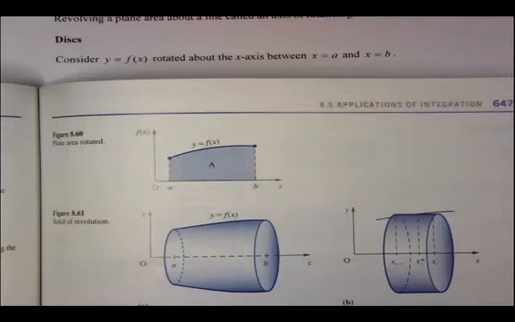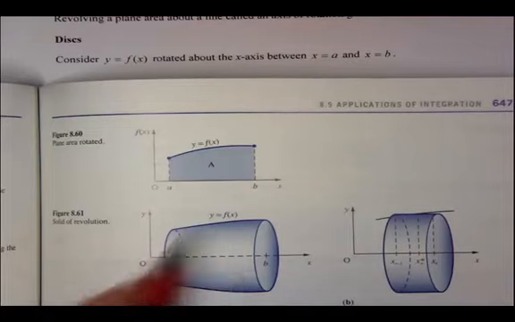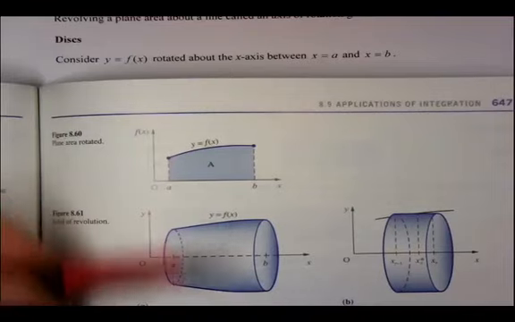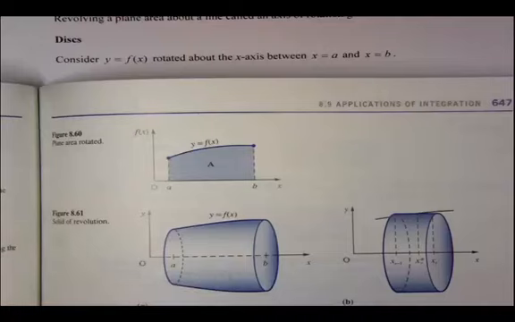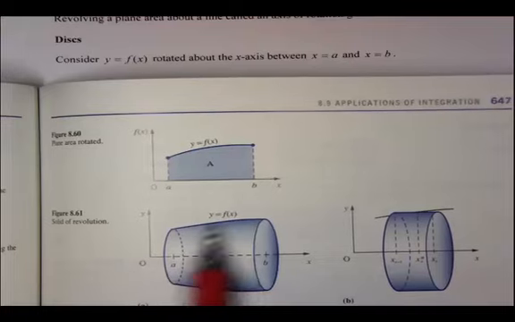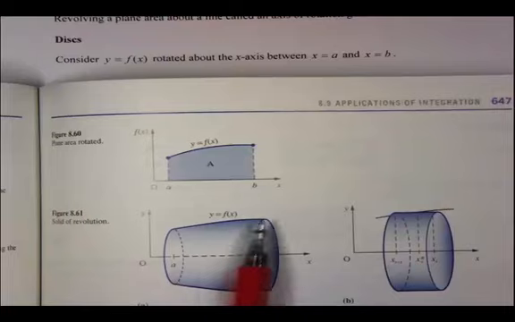It's not quite a cylinder because it's curved. So you get the idea? You can see what you've got, because they've drawn it reasonably well. You rotate that round and you get a solid. What's its volume? Well, to describe this solid, you need to know that it starts at x equals a, finishes at x equals b, and it's made from the curve y equals f(x).